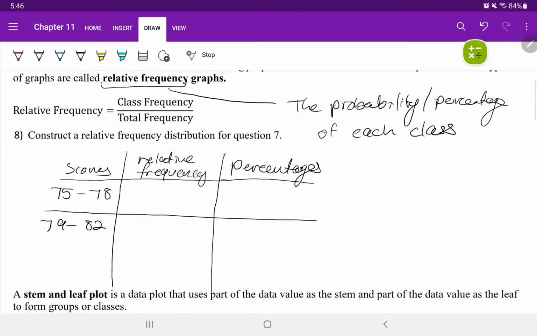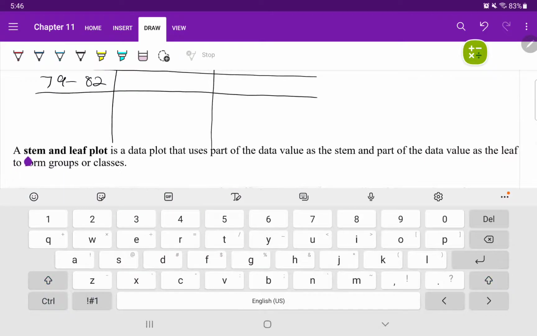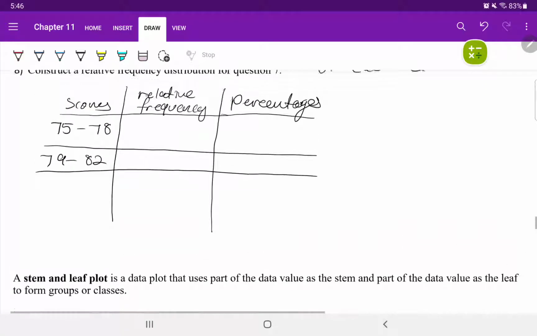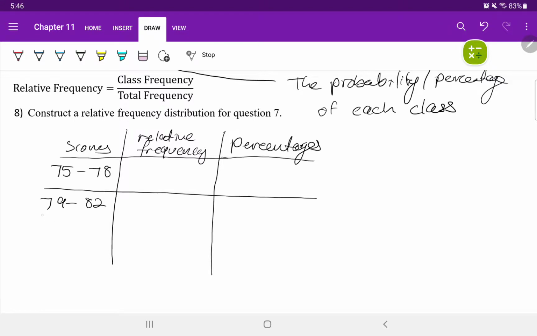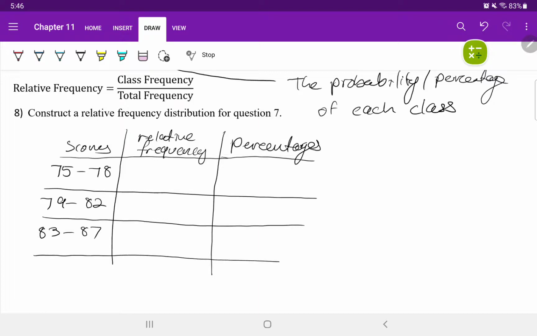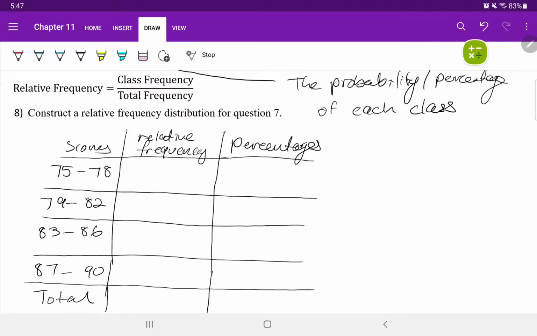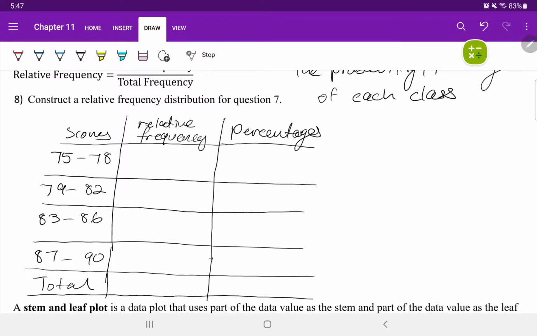$79 to $82. Let's make some more space down here as well. So let's just make some more room. We had 83 to 86, excuse me. 87 to 90. And then we have total. Okay.